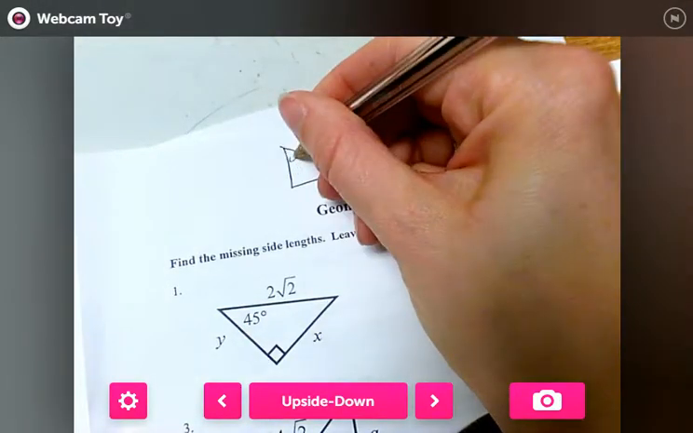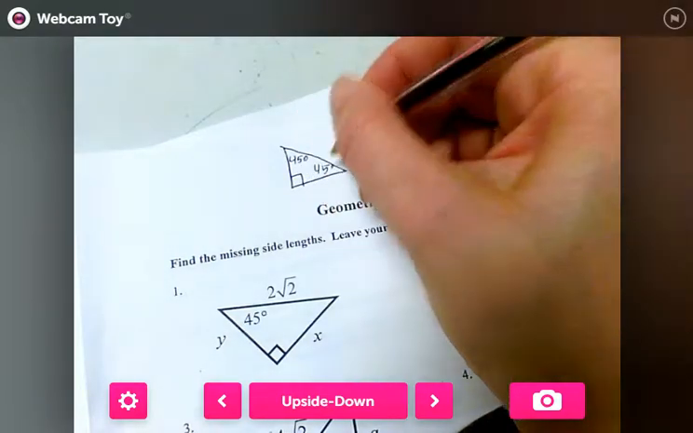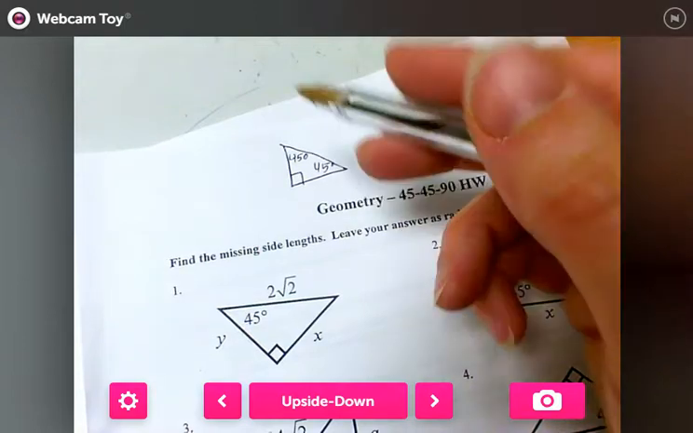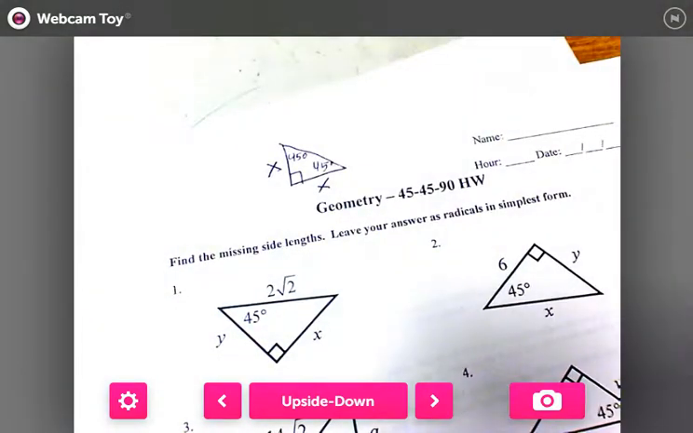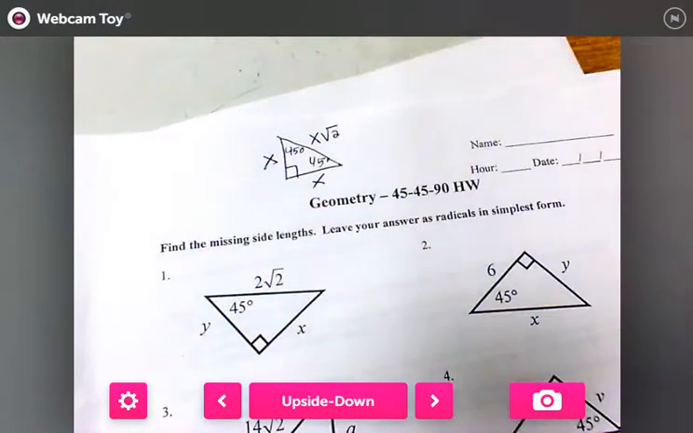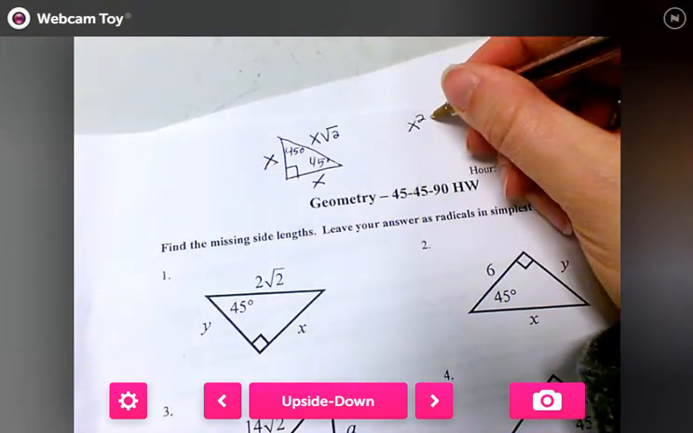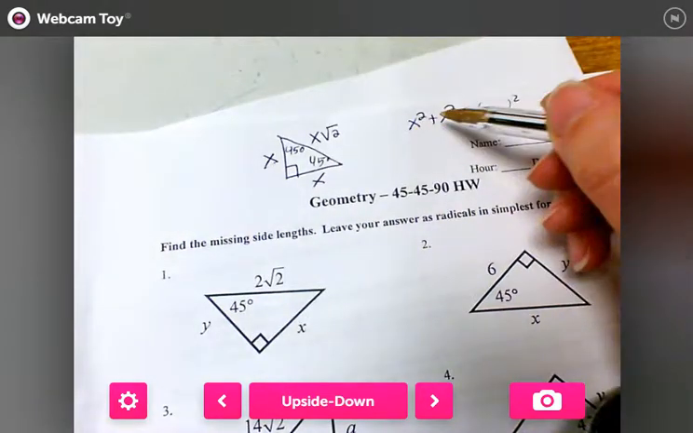Okay, so we've got 45, 45, and 90. Now remember, if these are both the same angle, then these sides are both the same length. Okay? And then our hypotenuse is square root 2 as big, so x times square root 2. This is because if I was going to do the Pythagorean theorem, x squared plus x squared equals something squared, right? x squared plus x squared is 2x squared.